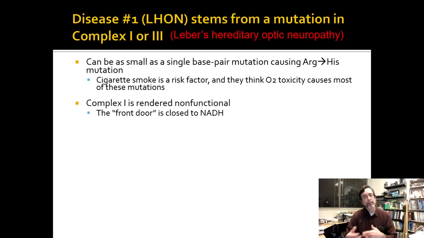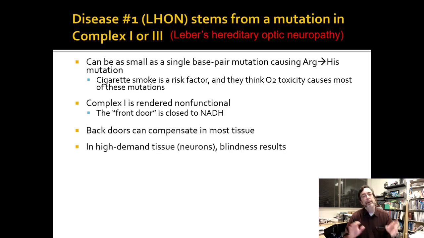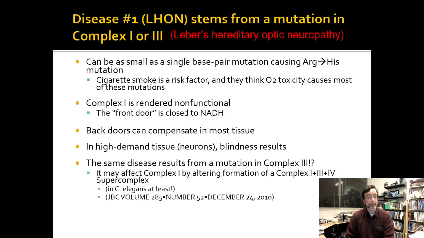However it happens, and remember there are several different mutations that were shown just on the wheel that we showed you a second ago, complex 1 is messed up. It can't do its job. It can't really pass electrons on, and the door to NADH is closed. So you can only get electrons in through the other doors, and in most tissue, actually, you can get enough energy from the back doors, the side doors that we talked about. But it's where you have the high demand tissue, and the highest of the high demand tissue is the optic neurons, and blindness will result from that.